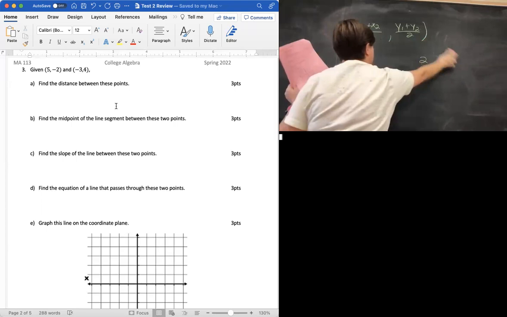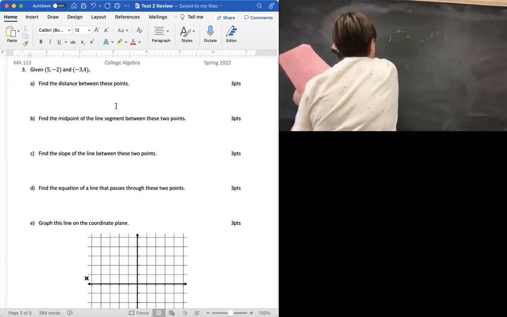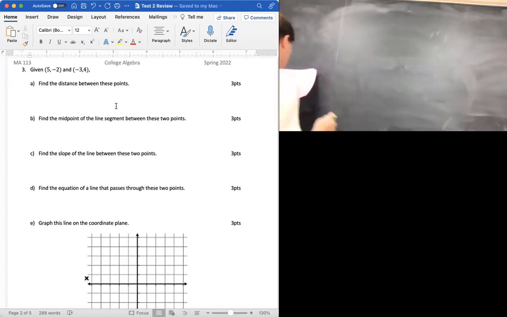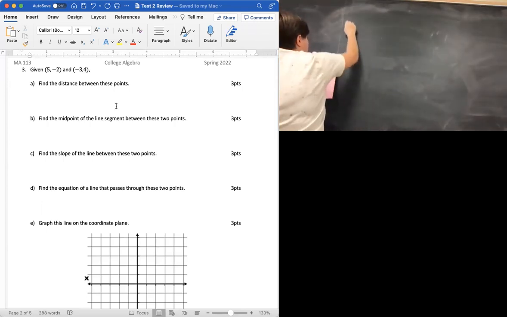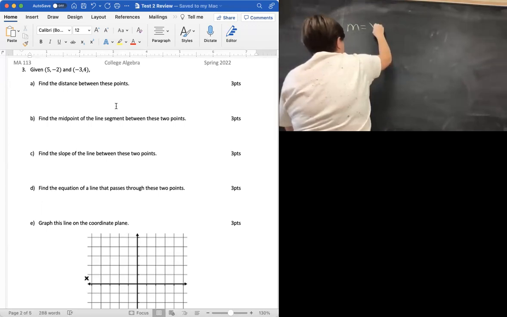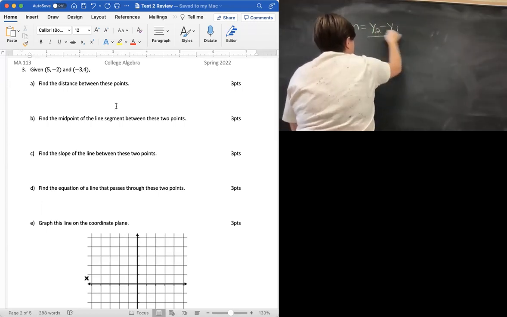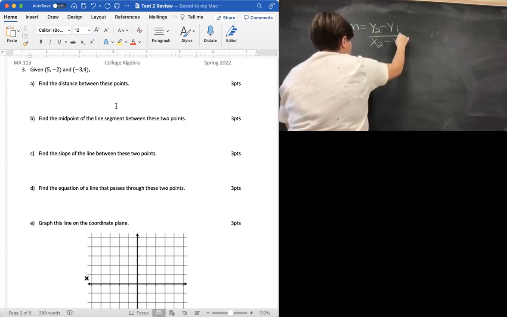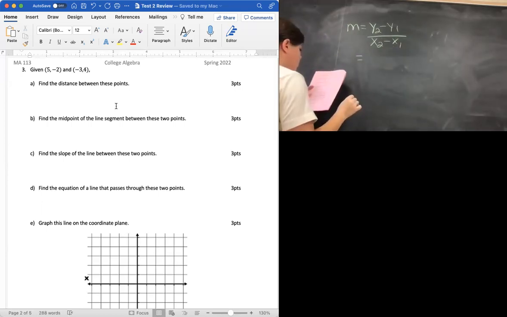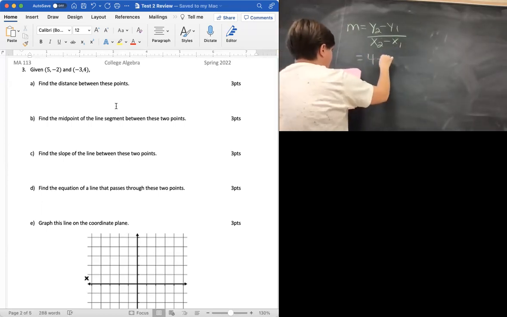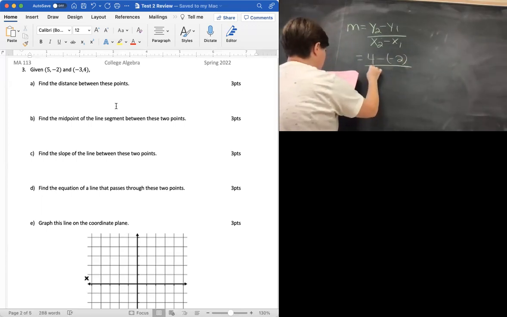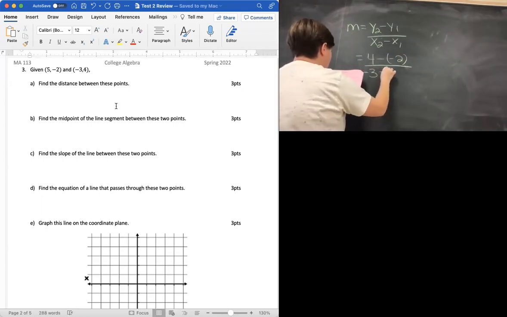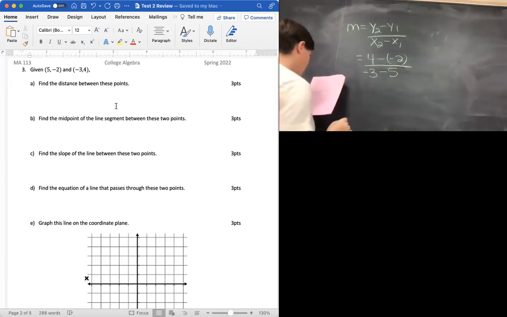Part C says find the slope of a line that runs through those 2 points. Slope was in 2.3. Slope is y2 minus y1 over x2 minus x1. So y2 would be 4 minus y1, which is -2, all over x2, which is -3, minus x1, which is 5.